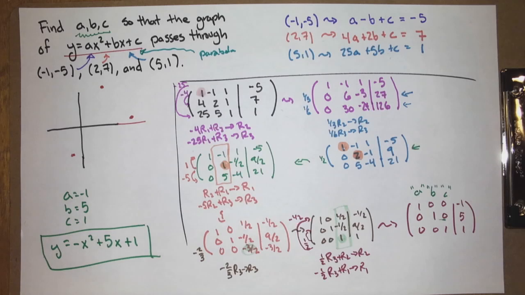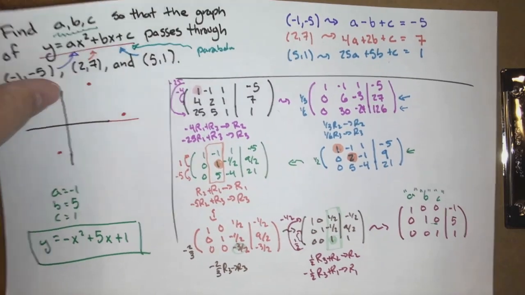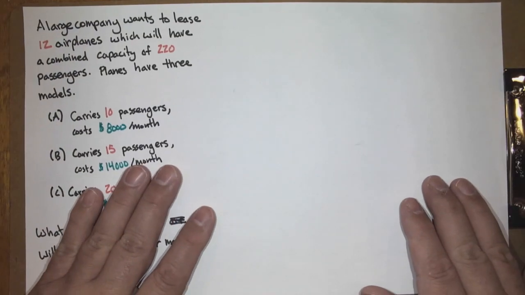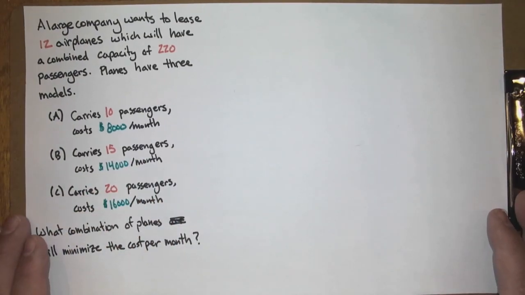Okay. We'll go through the next one a little bit faster, because hopefully we're really good at this Gauss-Jordan elimination.